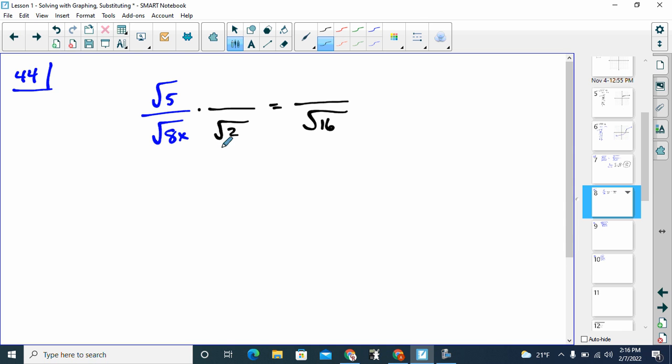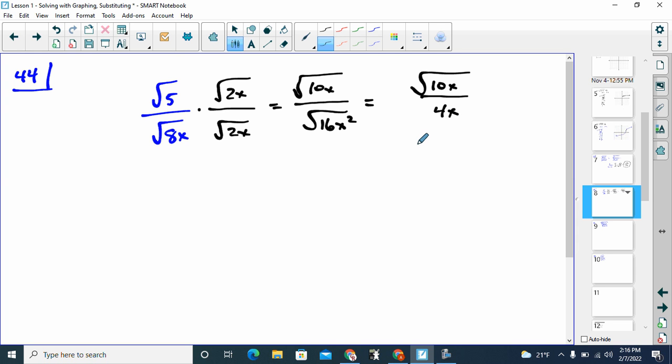Square root of x does not come out even. But if I multiply by x and get x squared, now it will. Multiplying the bottom by root 2x, the top needs to be multiplied by the same thing. So in the numerator, I get square root of 10x. On the bottom, I get 4x.